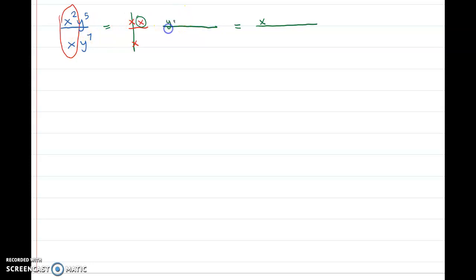Now for the y's, 1, 2, 3, 4, 5 y's, and then 1, 2, 3, 4, 5, 6, 7 y's. Let's do some canceling. 1, 2, 3, 4, 5. So 5 y's disappeared, and we're able to cancel out all 5 of these y's, canceling almost all of those 7. I've got 2 left over. Those 2 y's left over are in the bottom, so you have 1 x on top and 2 y's on the bottom. And that's your answer.